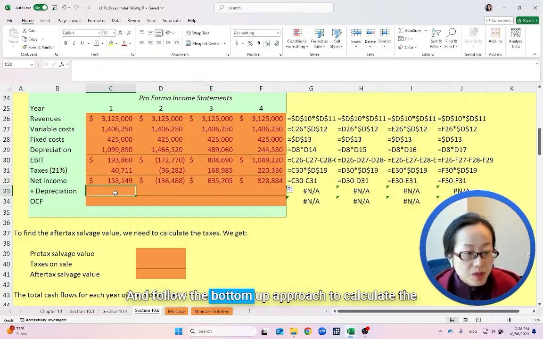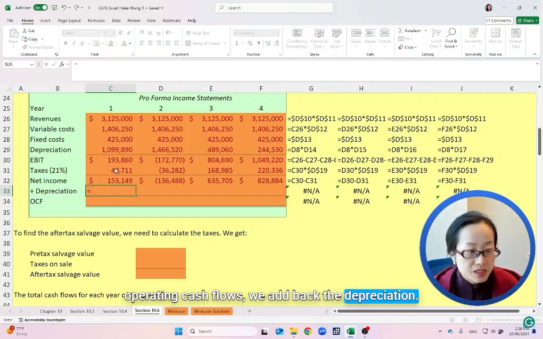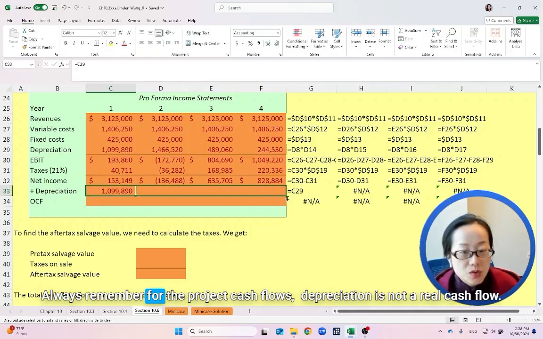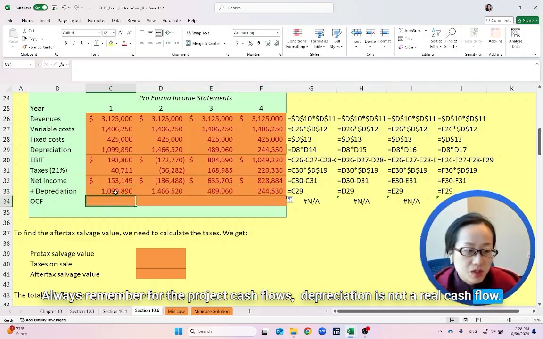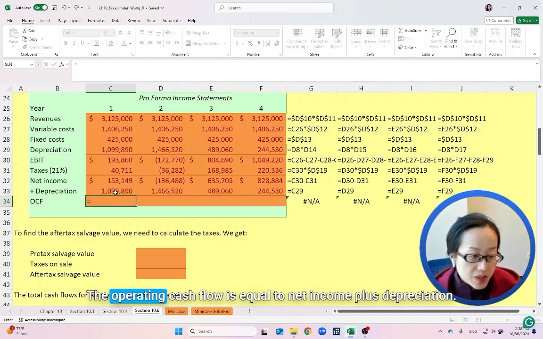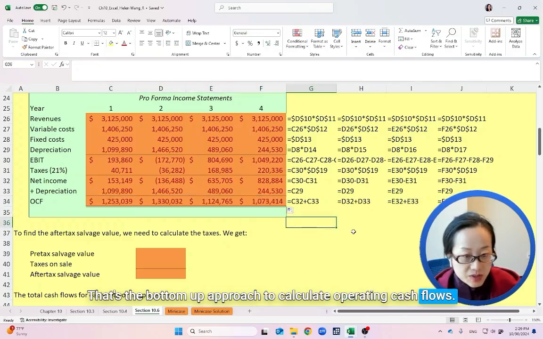And following the bottom-up approach to calculate the operating cash flows, we add back the depreciation. Always remember, for the project cash flows, depreciation is not a real cash flow. We need to add it back. The operating cash flow is equal to net income plus depreciation. That's the bottom-up approach to calculate operating cash flows.